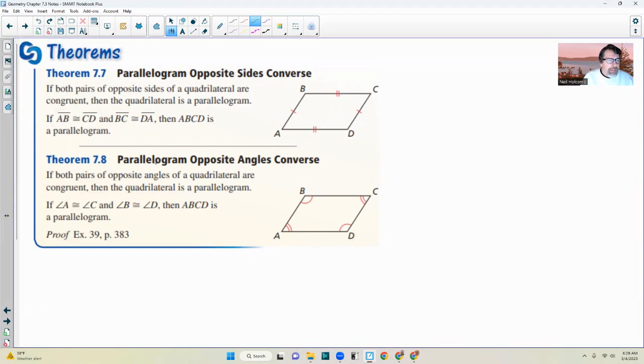Theorem 7.8 says a parallelogram opposite angles converse. If both pairs of opposite angles of a quadrilateral are congruent, so angle A is congruent to angle C, and angle B is congruent to angle D, then that is also a parallelogram. So that's pretty much it. If opposite sides are congruent and opposite angles are congruent, then that four-sided figure is a parallelogram.